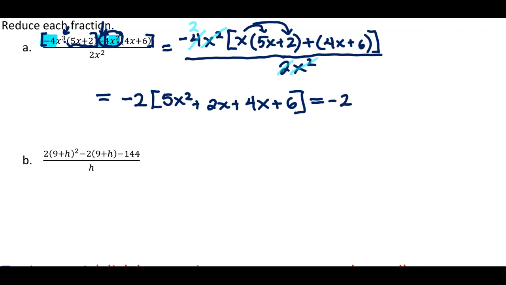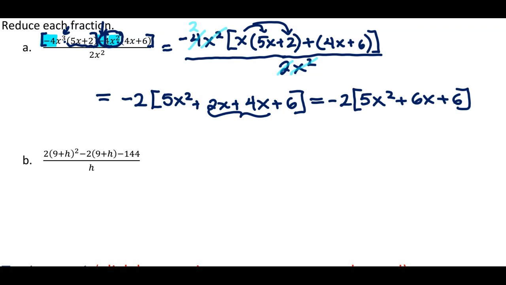You could distribute the 2 in if you want to. I don't really care either way. Since our goal is factor and cancel, I would say don't bother distributing it back in. That's extra work. But if you feel like doing it, it's completely acceptable. The only thing I do want to complete is combine like terms in the middle. The 2x and the 4x can be added up. So there is my reduced fraction. It's not even a fraction anymore.